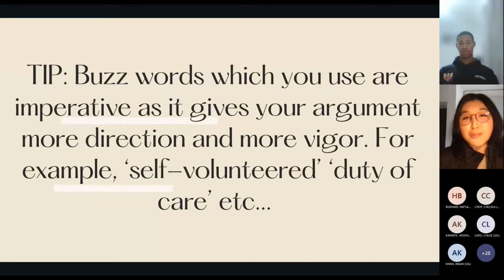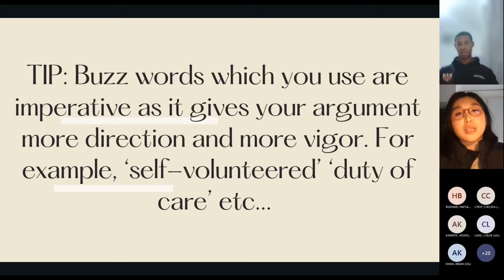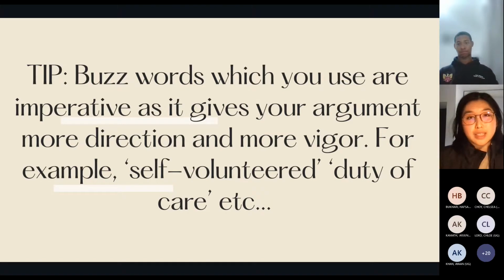Okay, so I think we talked about this in our previous workshop. With the whole performance idea, you have to use buzzwords. Based on the demo moot problem, it would be like, okay, the grandmother self-volunteered. She took on this duty of care and she grossly breached it. So emphasize all these little words to capture the judge's attention and consolidate your argument. That just plays into the whole performative aspect of mooting.